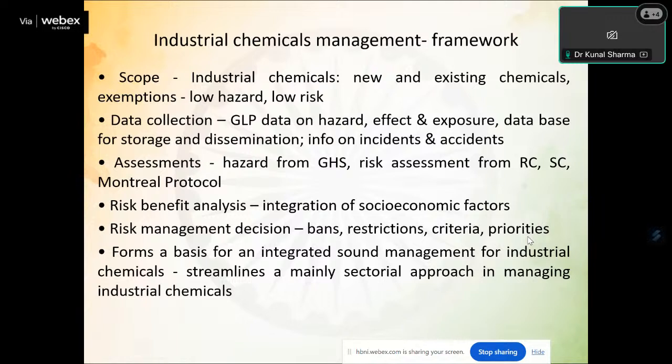Risk management decision talks about the bans, restrictions, criteria, priorities, whichever is required for the upliftment of the country's economy. It forms a basis for integrated sound management of industrial chemicals and streamlining a mainly sectoral approach in managing industrial chemicals. So all these things have been covered in the framework provided by this particular convention.